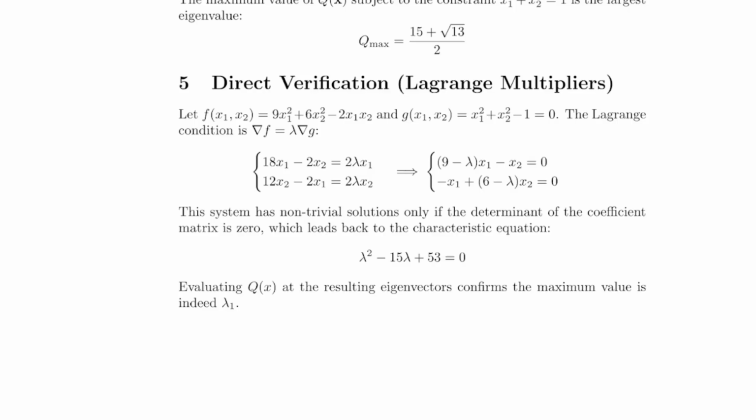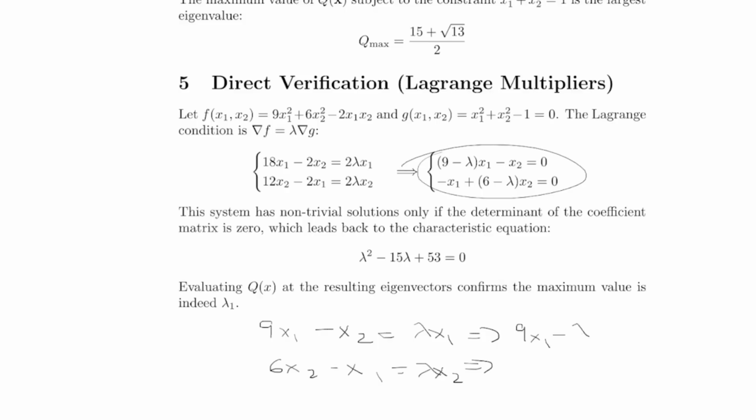And then for x2, we get 12x2 minus 2x1 equals 2 lambda x2. So to get to this right-hand side, what we do is divide everything by 2 first. So it's 9x1 minus x2 equals lambda x1, and 6x2 minus x1 equals lambda x2. Now I can subtract the lambda x1 and lambda x2 to the other side, and then we can factor out the x1s and the x2s. So that's how we end up with this over here.